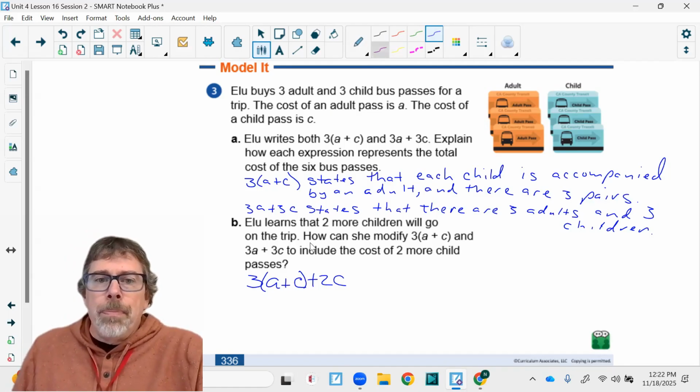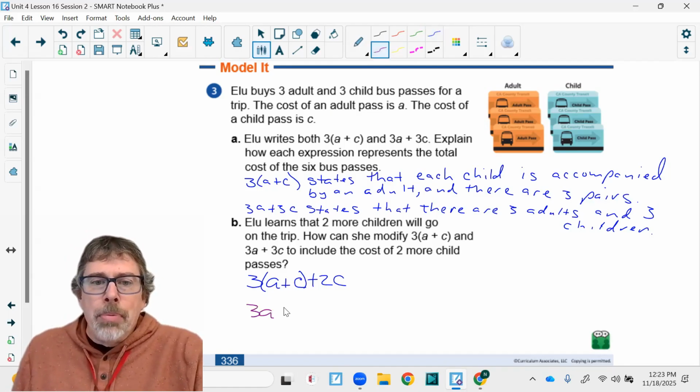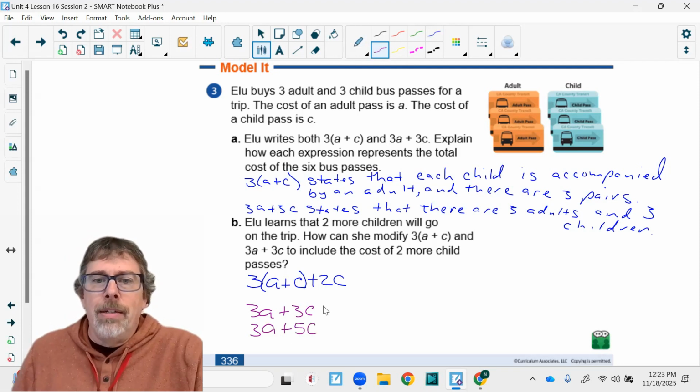On the 3A plus 3C, all I need to do is add 2 to this, so that becomes 3A plus 5C.